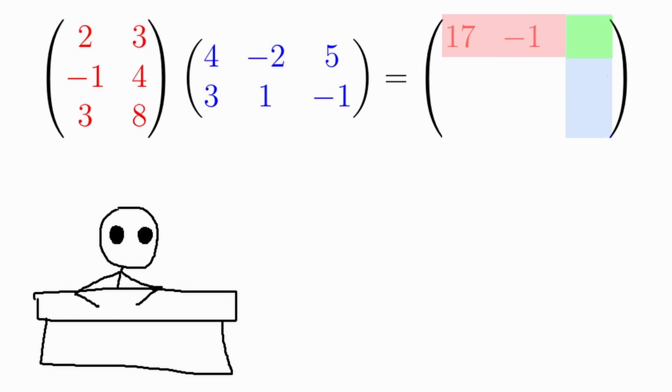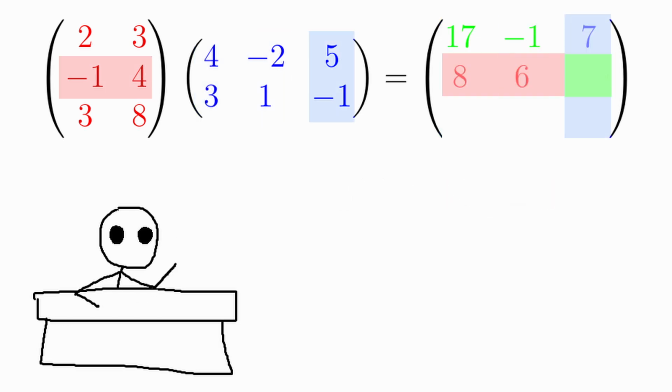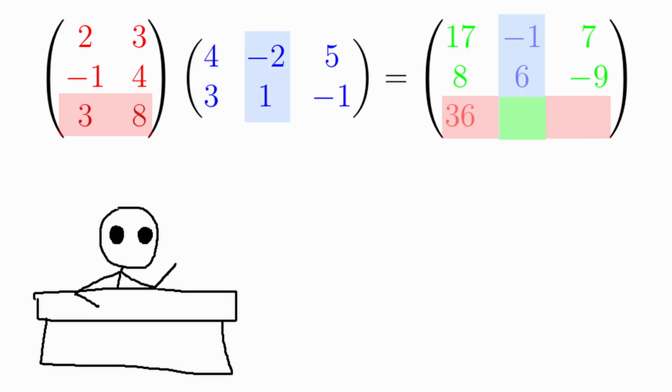Row 1, column 3 can be found by multiplying row 1 of the first matrix by column 3 of the second matrix. In this case, we have 2 times 5 plus 3 times negative 1, which equals 7. To find the result in row 2, column 1, we can multiply row 2 of the first matrix by column 1 of the second matrix, in which case we have negative 1 times 4 plus 4 times 3, which equals 8. We continue this process to fill out all the elements in the resulting matrix.